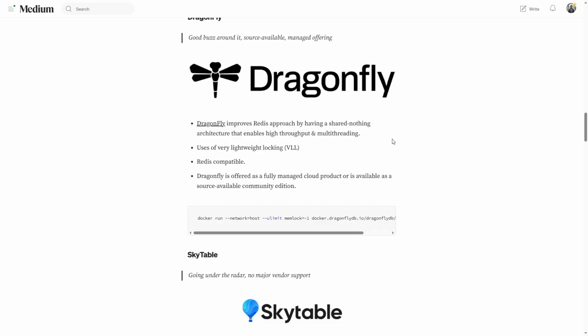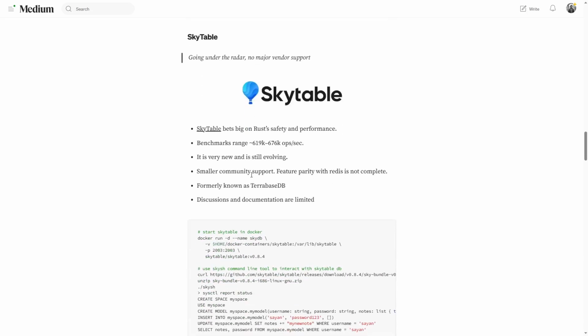It has a shared nothing architecture that enables throughput and multi-threading at a higher level. So this is another alternative that we can look at.